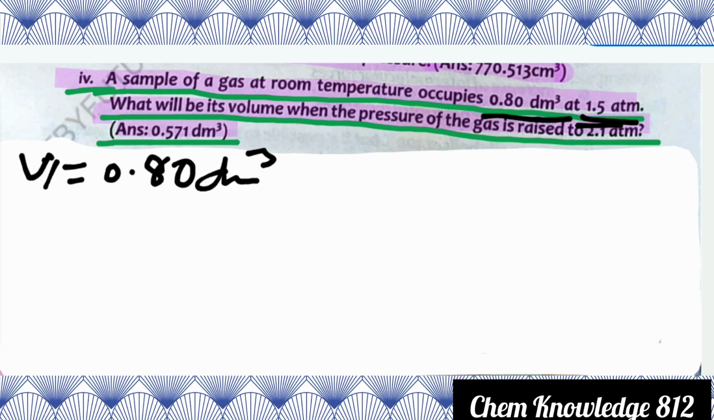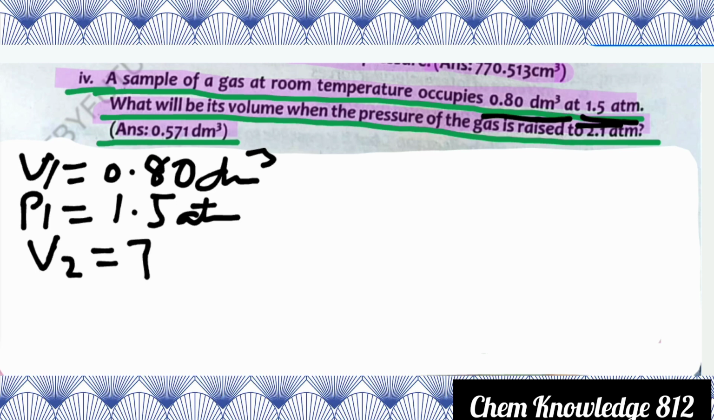So P1, the initial pressure, will be equal to 1.5 atmosphere. What will be its volume? So we are going to determine the final volume. V2 is unknown. When the pressure of the gas is raised to 2.1 atmosphere, so the final pressure is 2.1 atmosphere.